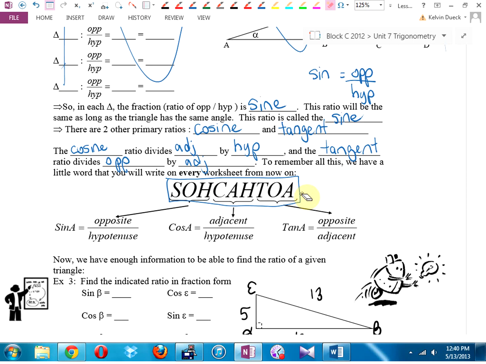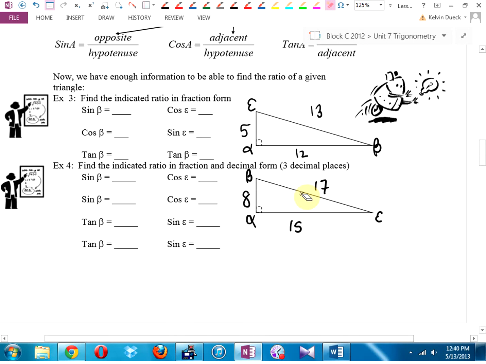Now we have enough to be able to find the ratio. If I tell you the three sides of a triangle, you can tell me the trig ratio that goes with it. For example, example 3 says, find the indicated ratio in fraction form. Let's do the 3 betas first. So angle beta is down here. Let's color that in just so it stands out.